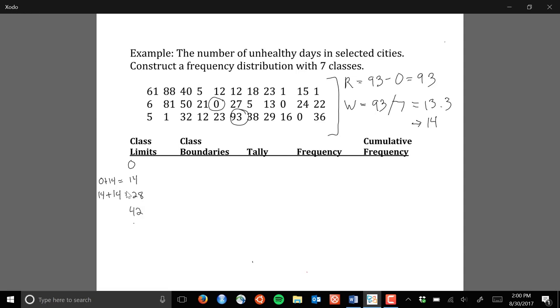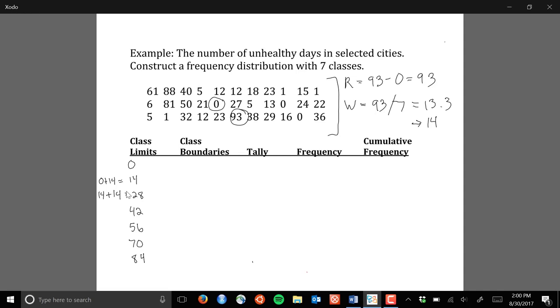42 plus 14 is going to be 56. 56 plus 14 is going to be 70, and 70 plus 14 is going to be 84. So now we need to figure out what the upper class limits are for each class.